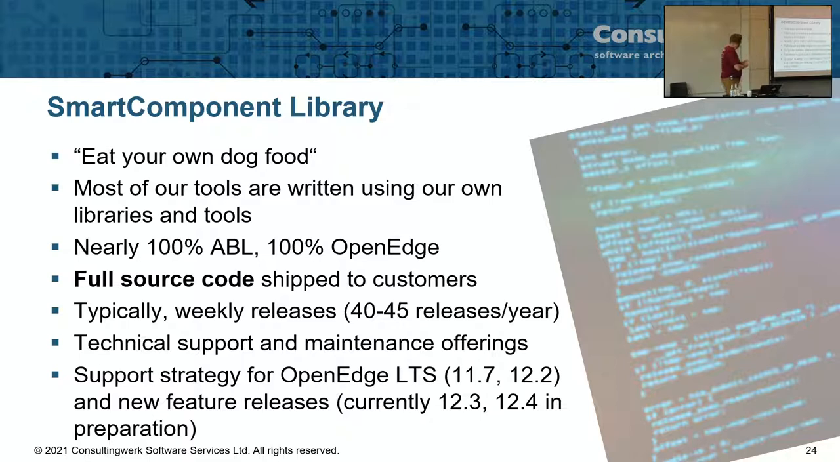So we have our own strategy around how to deal with the various OpenEdge releases. We support the two LTS releases, currently 12.3 and 12.4. In a couple of weeks, 12.5 will be released, then we will probably drop support for 12.3 relatively soon, because I would assume that those who are not on the LTS release will be on the latest non-LTS release of OpenEdge quite quickly, and so on and so on.